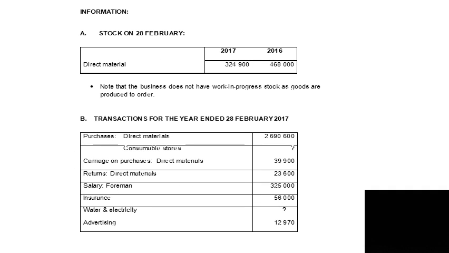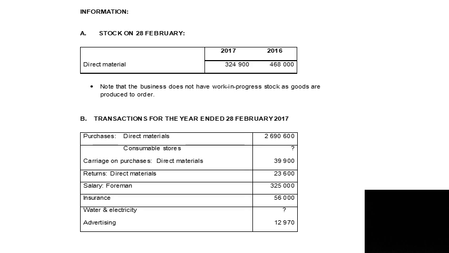We have information A, stock on 28 February. Our stock in this case is only for direct material. For 2016, 468,000. This will be our opening stock, and 324,900 for 2017. This will be our closing stock. We must always check the year, which one will be our opening, which one will be our closing. Also the order, they have started with 2017 followed by 2016. Nevertheless, the 2016 amount will be our opening stock, the 2017 amount will be our closing stock.